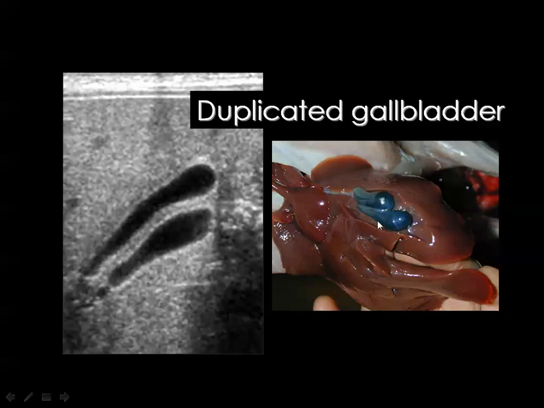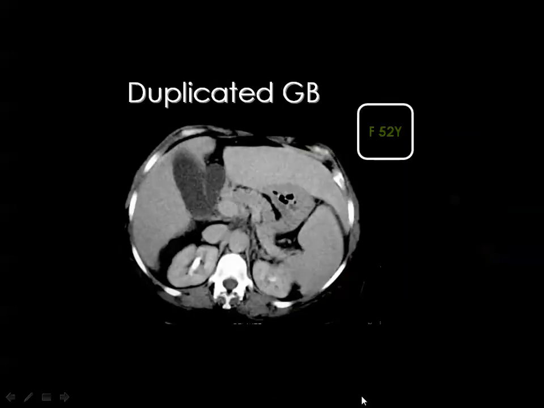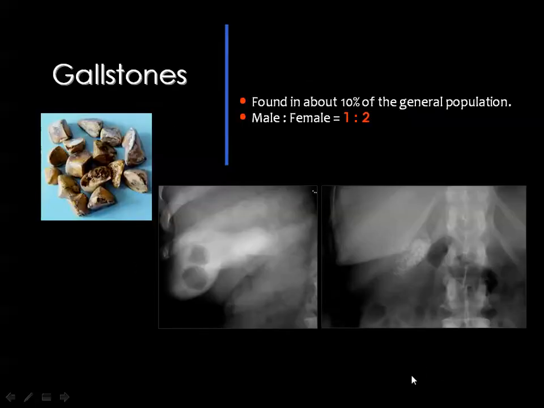Then the second gallbladder will develop another stone. And this is an example of duplicated gallbladder by CT, and the duplication may be complete or just a septum inside the gallbladder itself. One of the common abnormalities seen in clinical practice is gallbladder calculi. Gallbladder calculi are found in about 10% of the general population according to the literature.